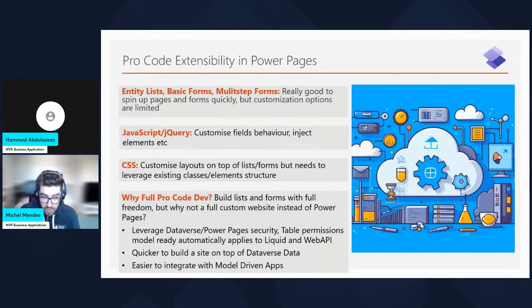So you simply have to use the Liquid code or JavaScript to access data, and the whole table permissions model is already applied out of the box to anything you do. So basically, if you set up data in a way that a user should see only what they have configured via table permissions, they cannot bypass it via Liquid and Web API. It respects the security model.